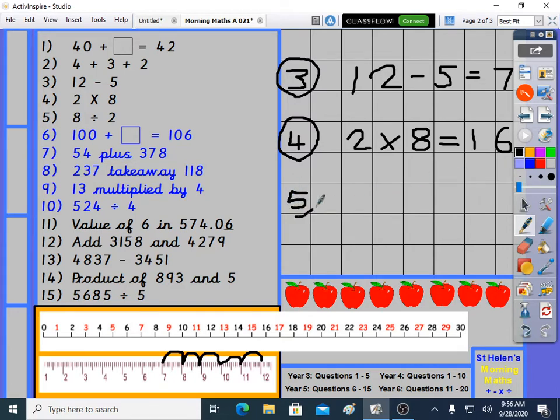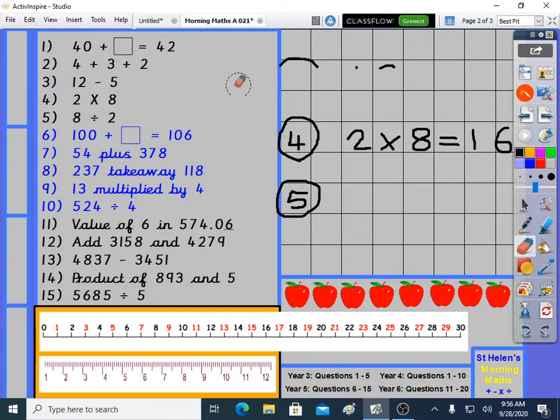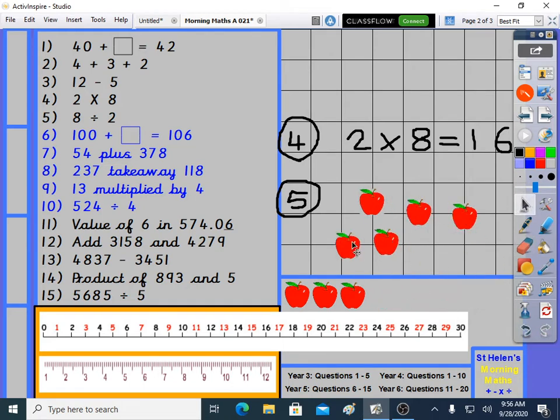Question 5. Question 5 is 8 divided by 2. Well, here I have 2 apples. It's the same as what is 8 apples shared between 2 people. 8 apples here. Divided by means shared. So I share them into 2 groups.